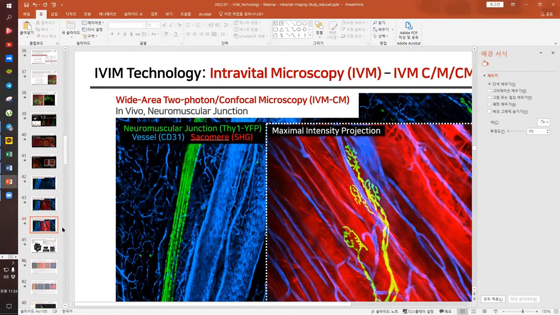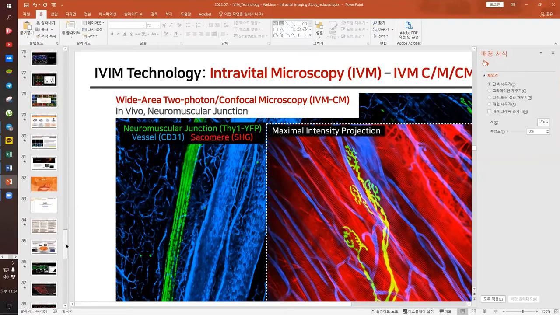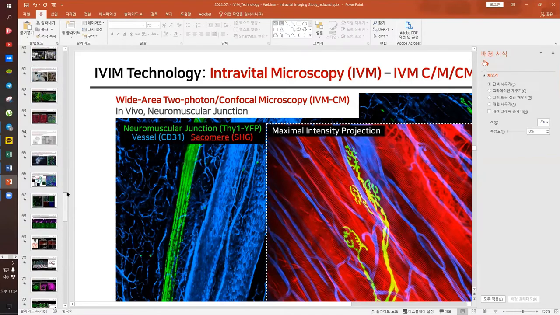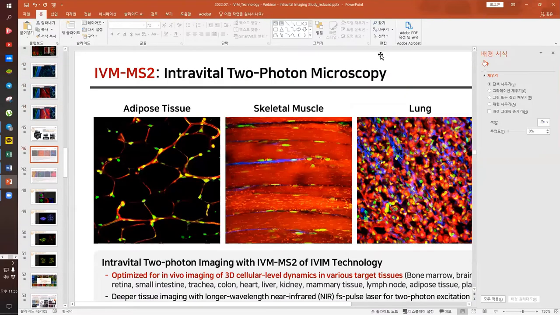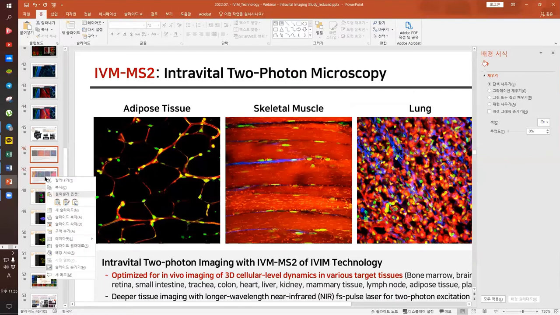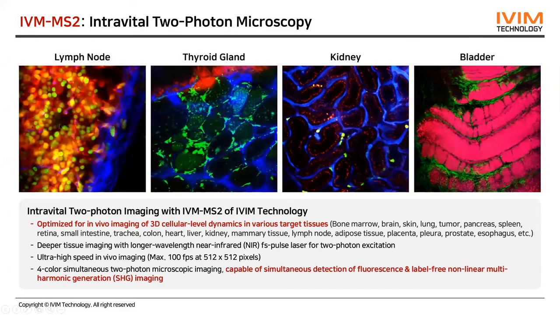Due to the time limitation, I didn't include it here, but yeah, this is an example. This is the example of the GFP and DsRed and second harmonic generation imaging, all obtained by using one single 920 nanometer wavelength.